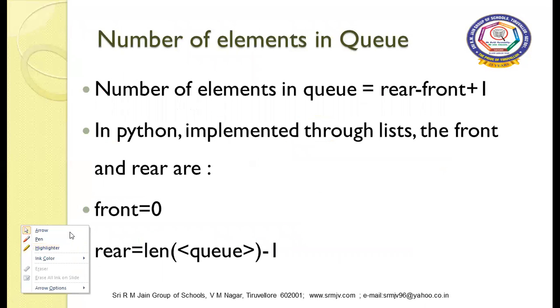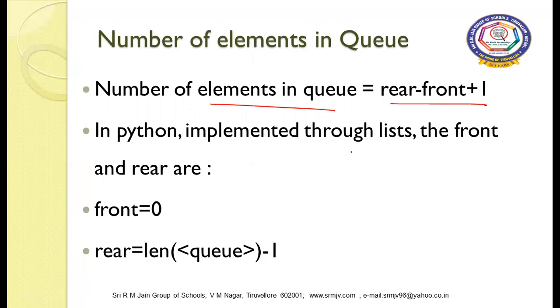So how will you calculate the number of elements? The number of elements is calculated as rear minus front plus 1. Suppose I have a total of 10 elements in my list structure. Front will always be referenced as 0, and rear will be referenced as the number of elements minus 1, which is 9. So this is your front value and this is your rear value.